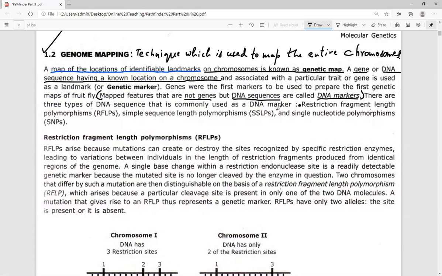When you take double stranded DNA and cut it with the help of restriction endonuclease, that is called RFLP. Then there is simple sequence length polymorphism, also referred to as SSLP, which is another type of polymorphism. And single nucleotide polymorphism. The simple sequence length polymorphism refers to the polymorphisms present in the minisatellite.